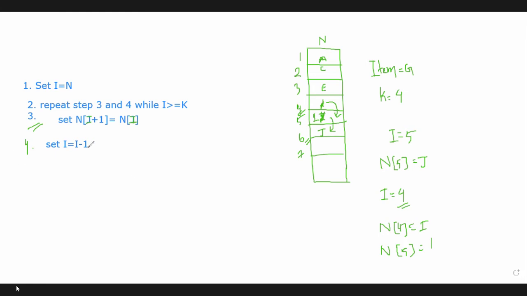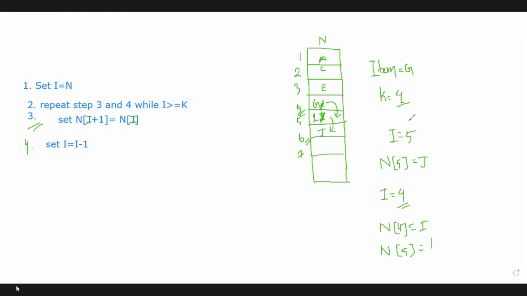Again set I equals to I minus 1. Now the new value of I will be 4 minus 1 equals to 3, and 3 is not greater than or equals to 4. When this condition is false, now we can insert the new item in which position? In fourth position. We can insert G now in fourth memory location. And that is the insertion operation. Is that clear? Yes, ma'am.